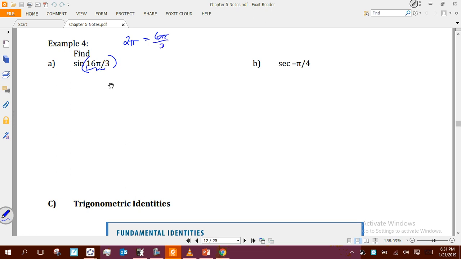So denominator of 3. So you see then, obviously, that this 16 pi is more than one revolution around. So what happens here is if I go all the way around one time, that would be 6 pi over 3. That would be 12 pi over 3. Okay, and if I keep going, that would be 18 pi over 3. So I went too far with 18 pi over 3. So it's less than 3 revolutions around.